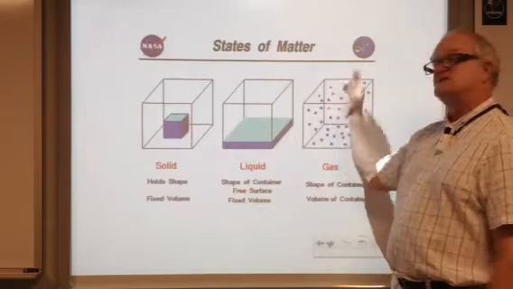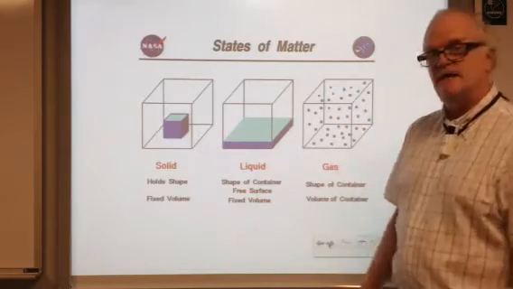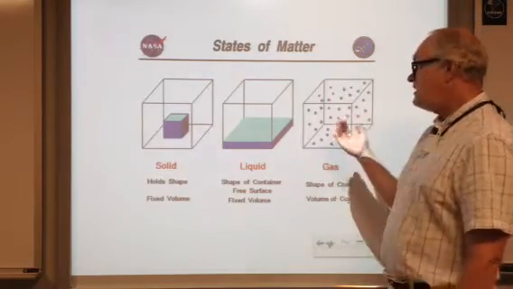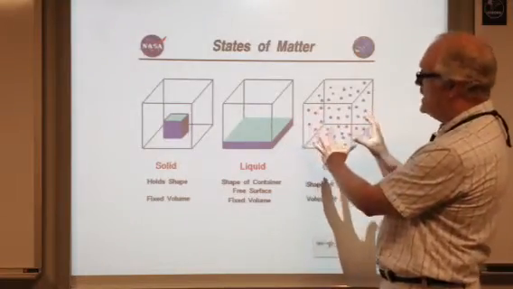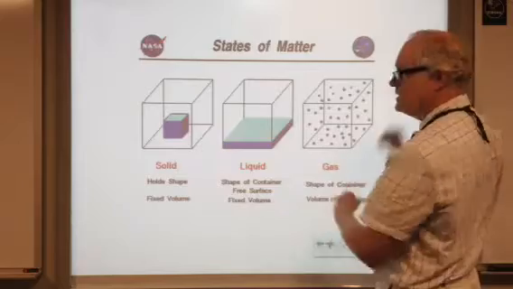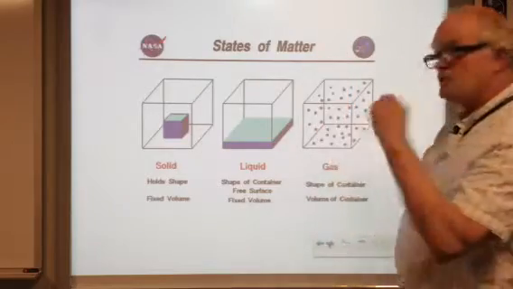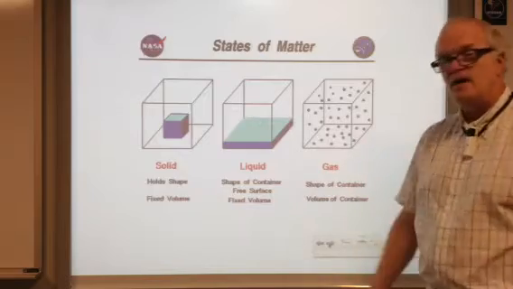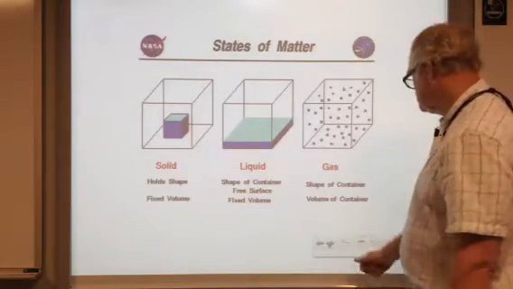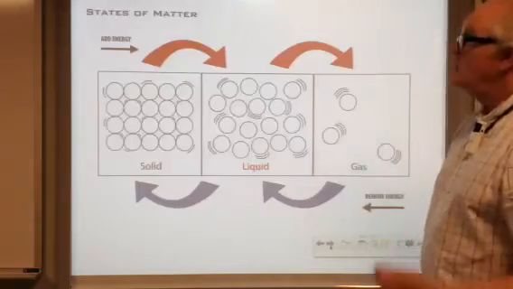So the gas takes the shape of whatever container that it's in, and it takes the volume of whatever container that it's in. If we took the gas that's in this drawing and put it into yet a bigger cube, the gas particles would move to all parts of that cube. They would take the shape and volume of the new container. So here's another way to look at these things.